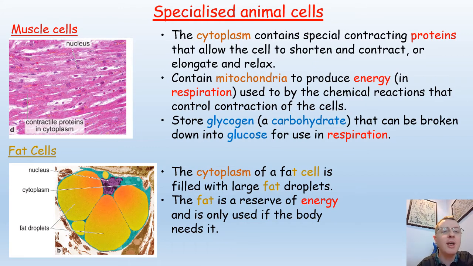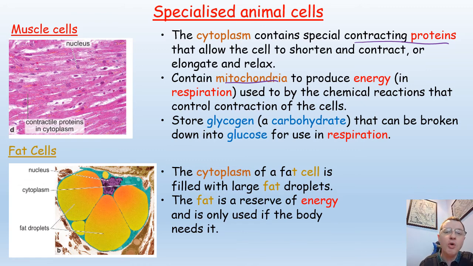The next cell on our list is the muscle cell. Now, the function of a muscle cell is simply to contract and relax. When a muscle cell contracts, it gets shorter but wider, and when it relaxes, it gets longer and narrower. In order to do this, the cytoplasm contains special contracting proteins that allow the cell to shorten and contract, or elongate and relax. The cells contain mitochondria to produce energy, again from respiration, and the energy is used by the cell's chemical reactions that control the contraction of the cell.